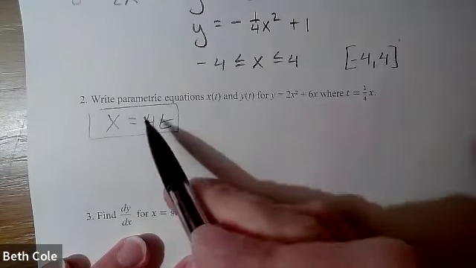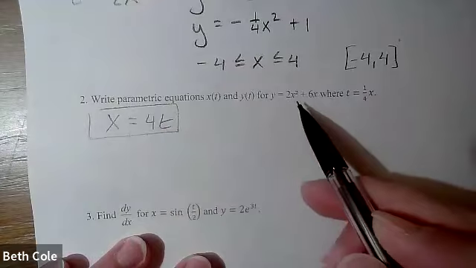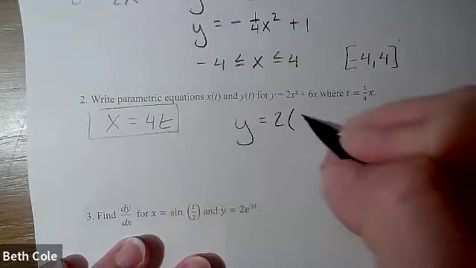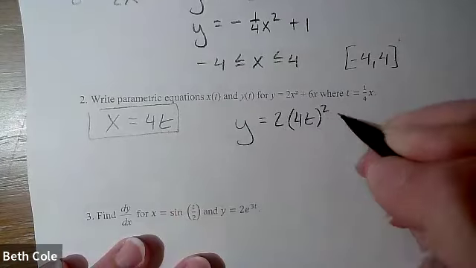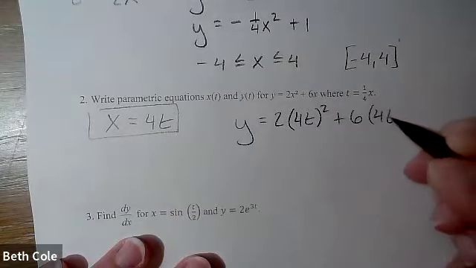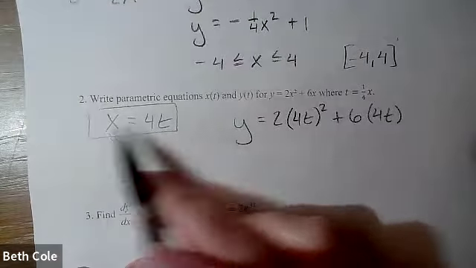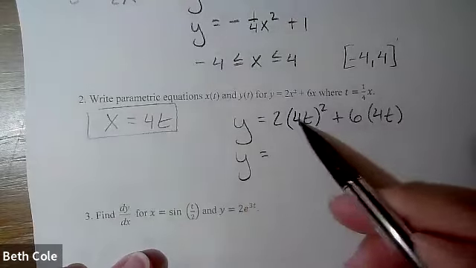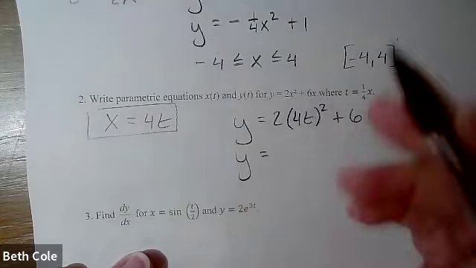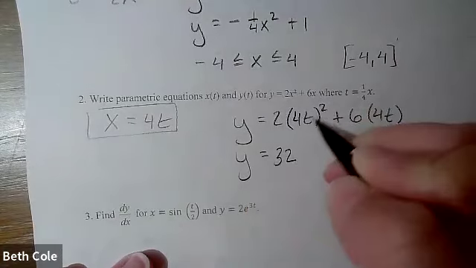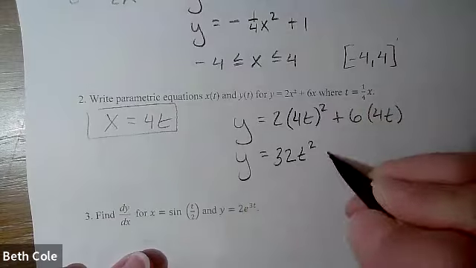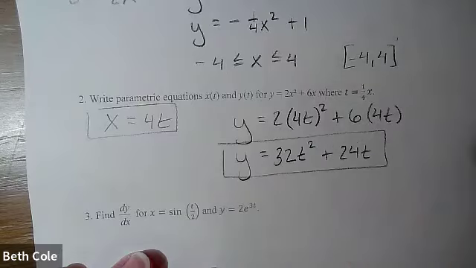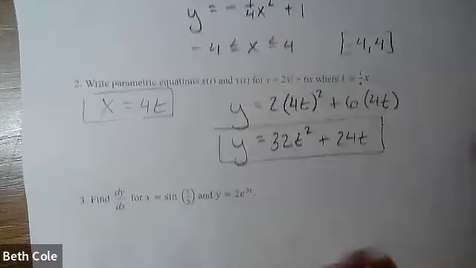And then I'm just going to take that and plug it in for x in my other equation. So we're going to have 2 times (4t) squared plus 6 times 4t. So you get x in terms of t and y in terms of t. And then just to clean this up, 4 squared is 16. Double that is 32. The t is also squared. And then plus 24t. So it's just doing the algebra to clean that up a little bit there.